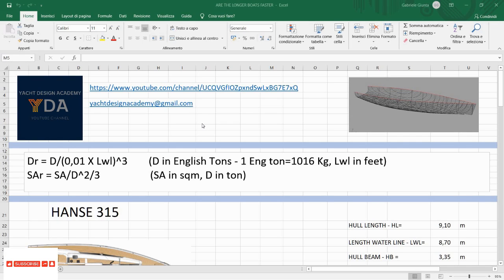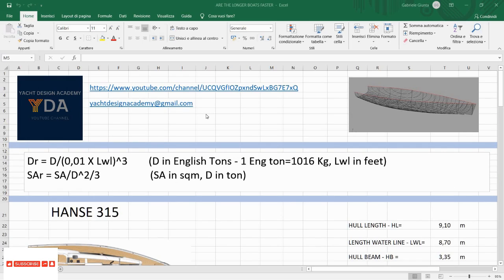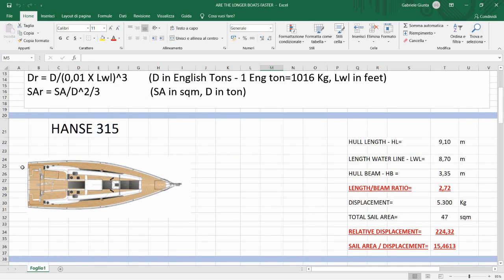My name is Gabriele, I'm a yacht designer and professor of yacht design, and today we are going to talk about: are longer boats faster, and why? To answer this question we have to introduce two concepts. The first one is the relative displacement, and the second one is the relative sail area. Why relative? We know that the displacement is the weight of the boat.